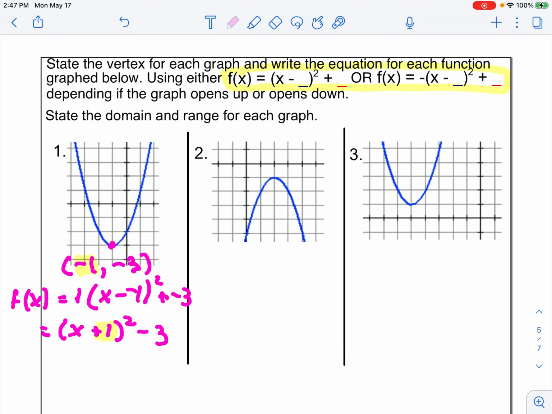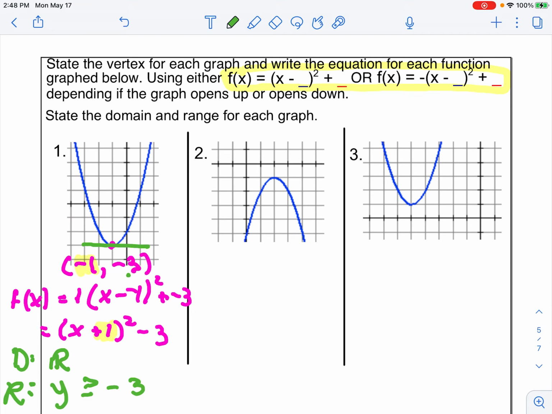And then the domain is all the x values. And the domain for all these quadratics is going to be all real numbers. It's the range that varies, and the range are your y values. And my y values never go lower than this point, which happens to be the same as your vertex. So my y values never go lower than -3, so that means they're greater than or equal to -3.